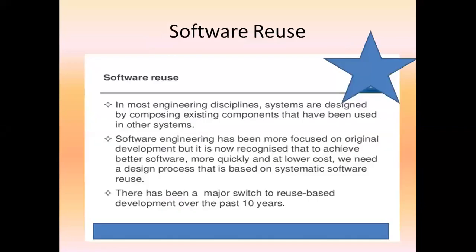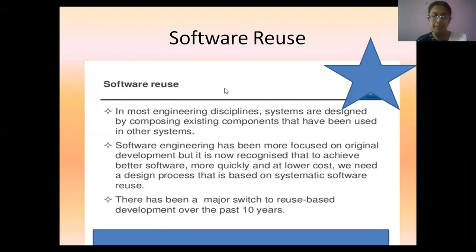So basically, software reuse is this: in most engineering disciplines, systems are designed by composing existing components that have been used in another system. Software engineering has been more focused on original development, but it is now recognized that to achieve better software more quickly and at a lower cost, we need a design process that is based on systematic software reuse. Next point, there has been a major switch to reuse-based development over the past 10 years.